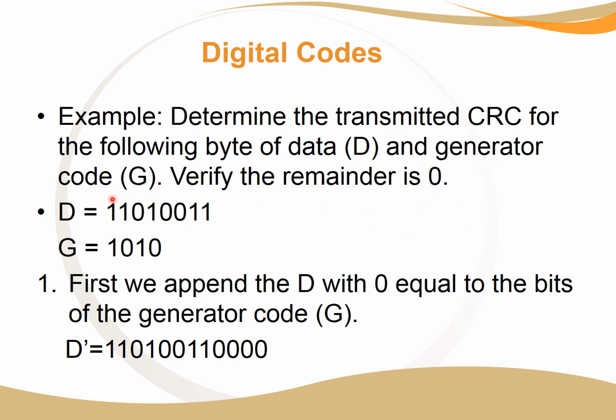So our data is 11010011. And the generator code is 1010. So first we append the data with 0s, the number of bits equal to that of the generator code, which is 4. So we append 4 zeros to the end of the data.